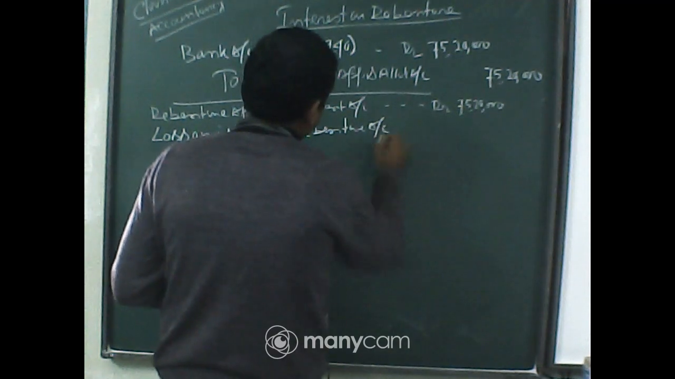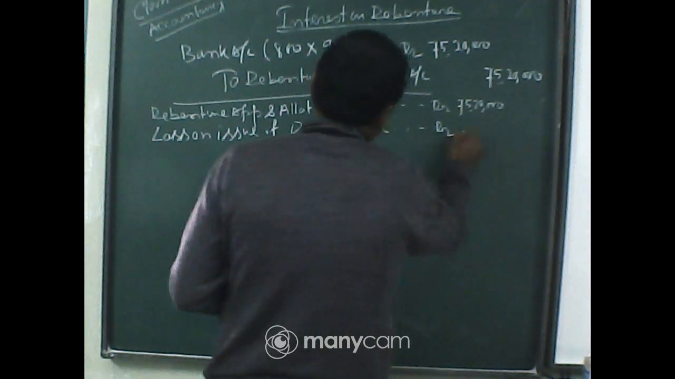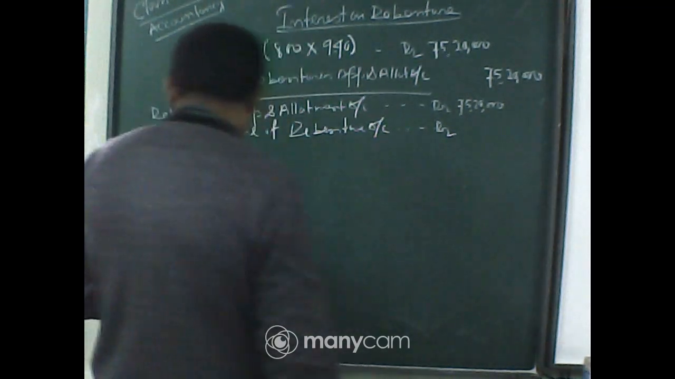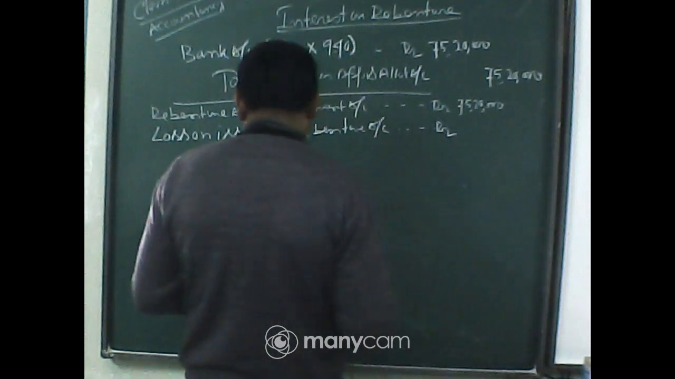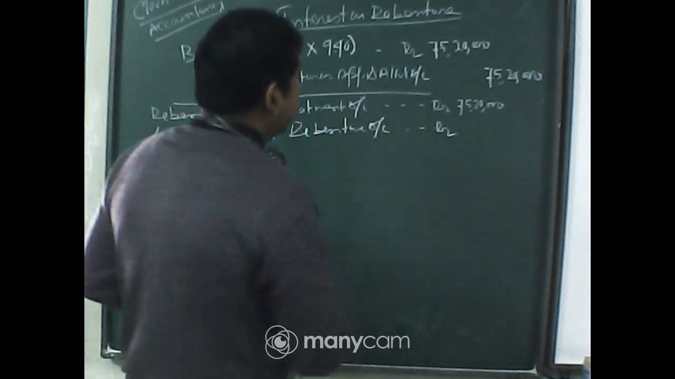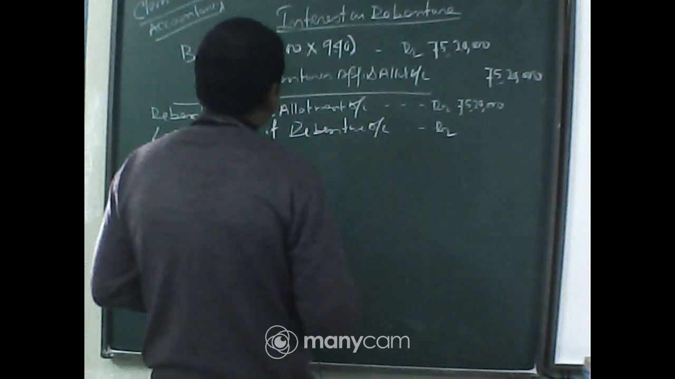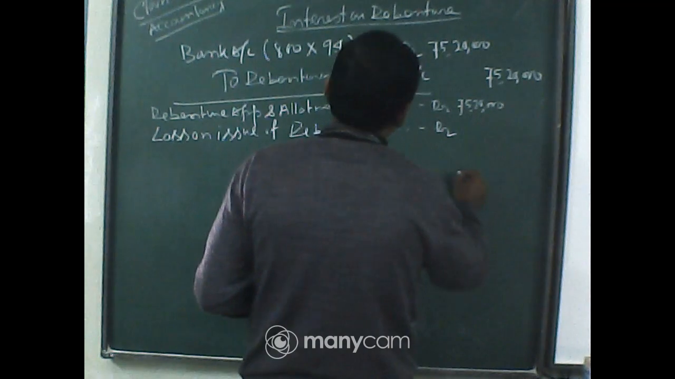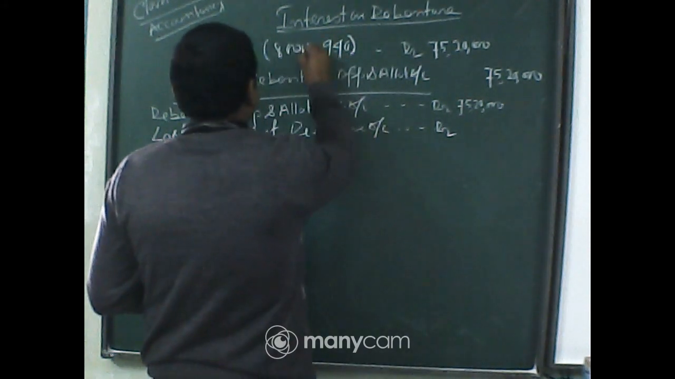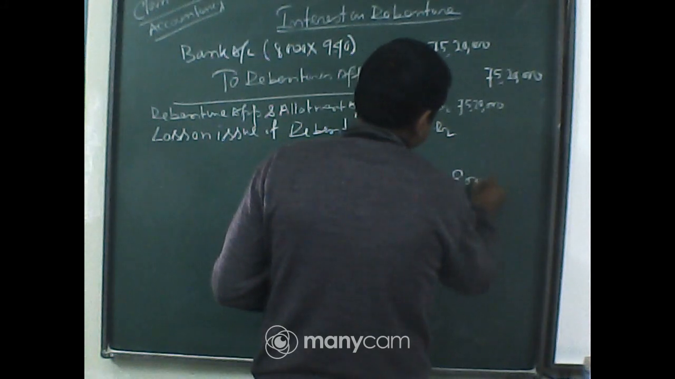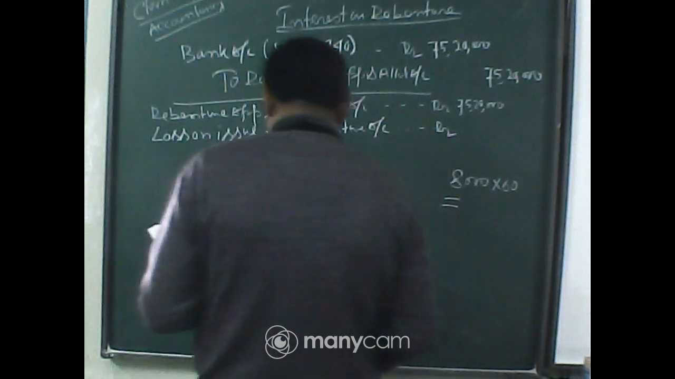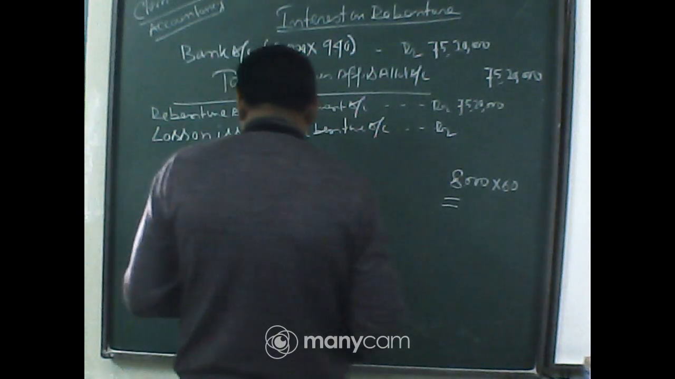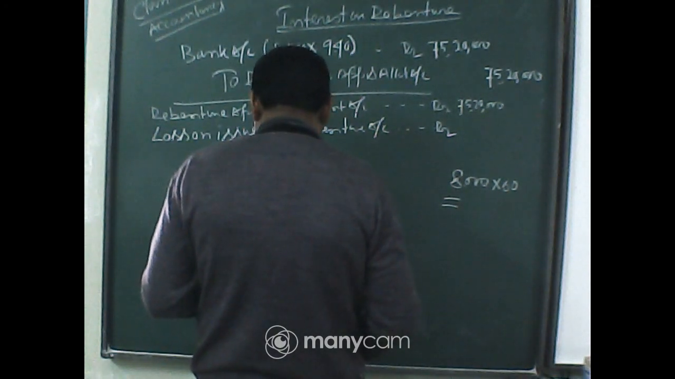So there are two-sided losses. I have already said, when they are issuing at a discount and when they are to redeem at a premium, there are two losses. When we are issuing the debenture at a discount, 60 rupees is the discounted value. So there are 8000 debentures, so 8000 multiplied by 60. So what is the amount?